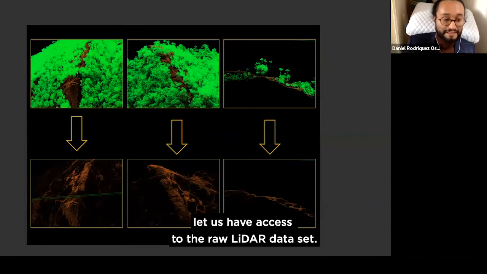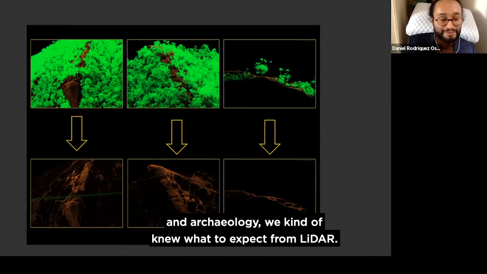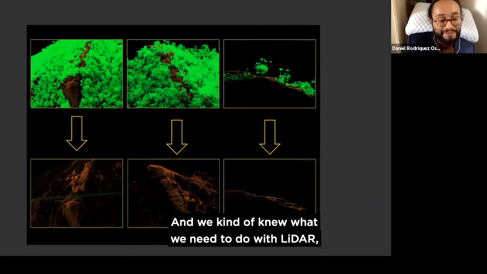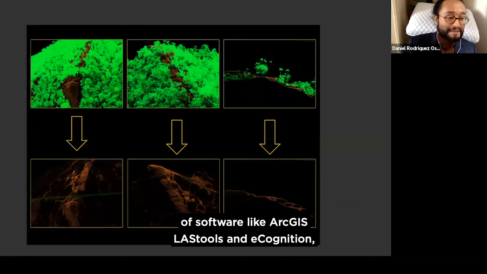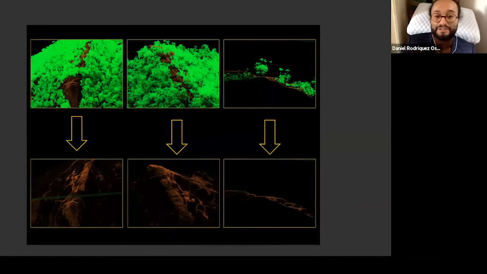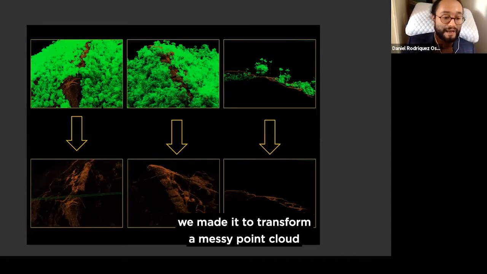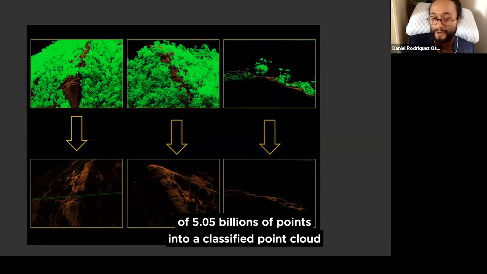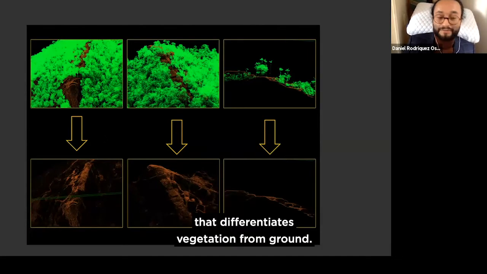NatGeo, as Santiago said, granted us access to the raw LiDAR dataset. And of course, based on the literature on LiDAR and archaeology, we kind of knew what to expect from LiDAR, and we kind of knew what we needed to do with LiDAR, but we didn't know how to do it. So after experiencing how steep the learning curve is of software like ArcGIS, LAStools, and eCognition, we made it to transform a messy point cloud of 5.05 billion points into a classified point cloud that differentiates vegetation from ground.